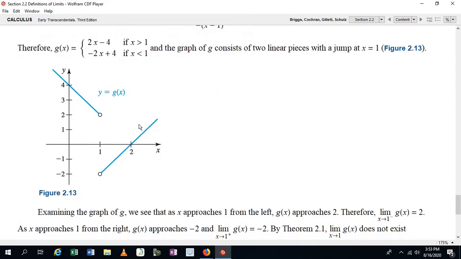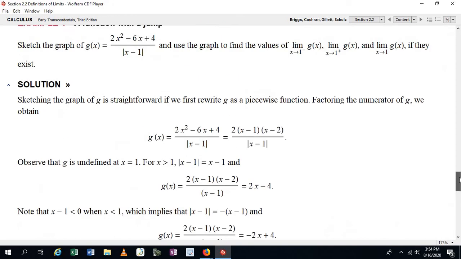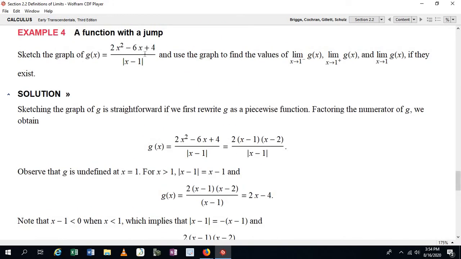So here's the graph of that function. It's a very bizarre looking function because it's not connected. But nonetheless, this is the graph of this function here. One of the reasons this graph is unusual is because of this absolute value of x minus 1.